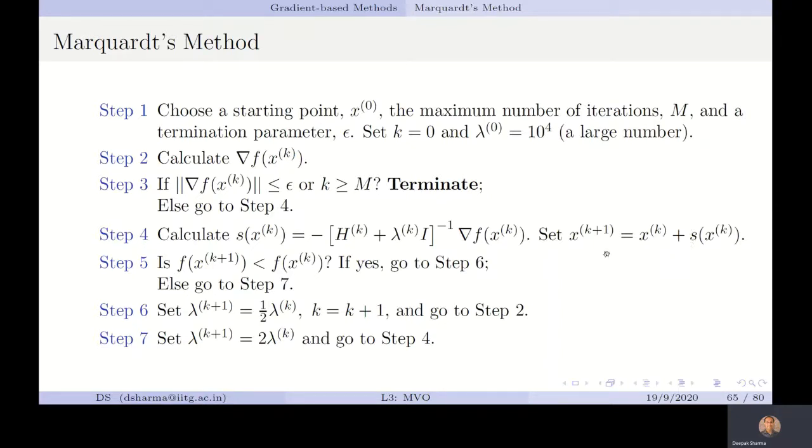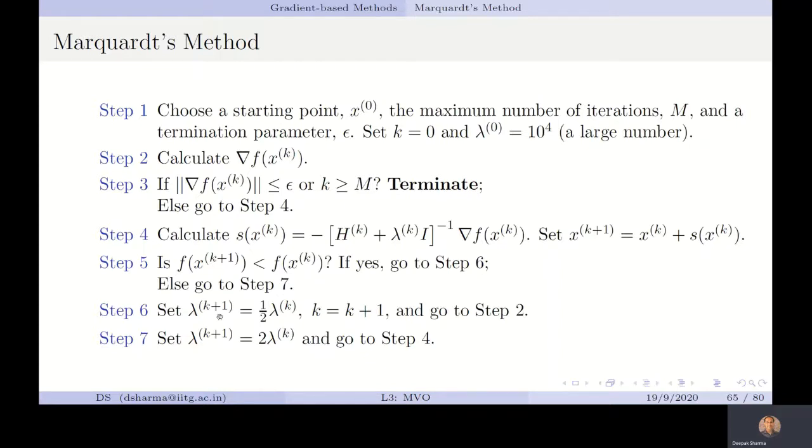So alpha is not here in the x k plus 1 formula. Now come to step number 5. Once we calculate the function value at the new point, we compare it with the function value at the previous point. If it is smaller, this means that we are going in the right direction.